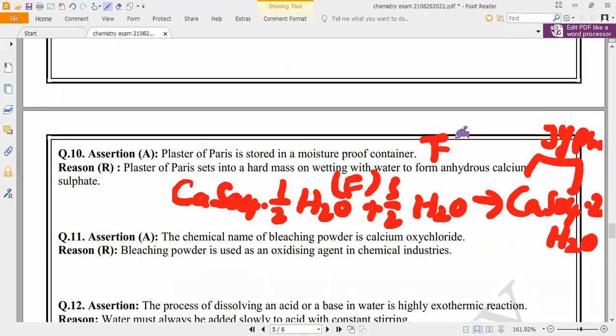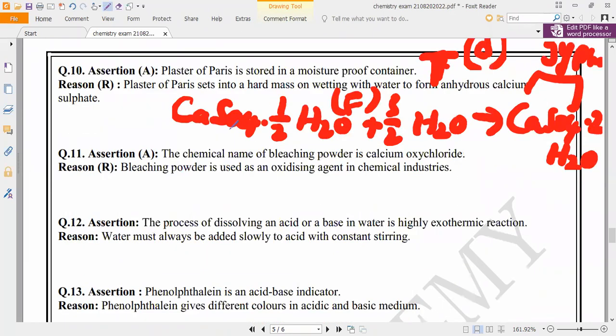Which option is correct? Option C? Assertion is true, reason is false. Which option? Option D. Next, 11th question. All of you read the 11th question, boys.